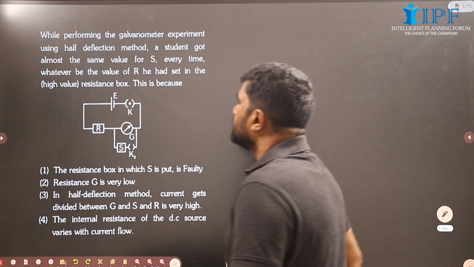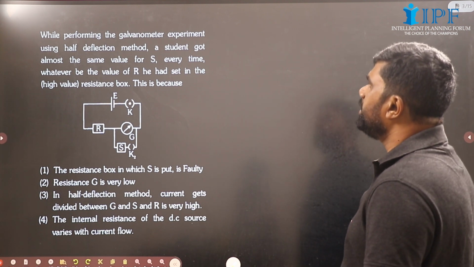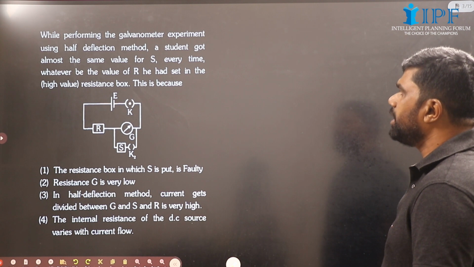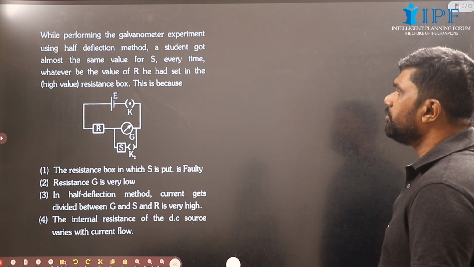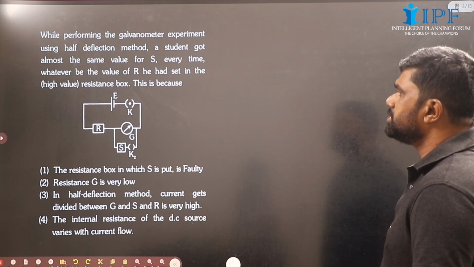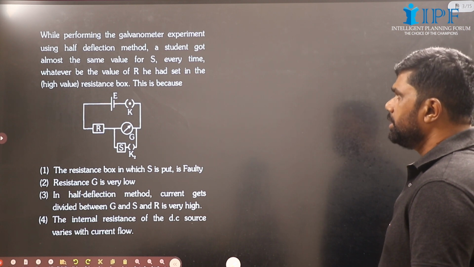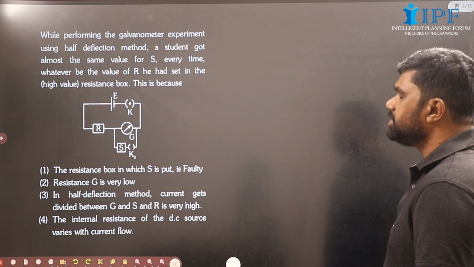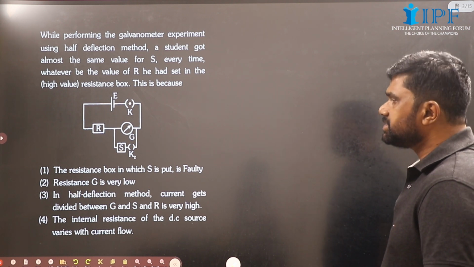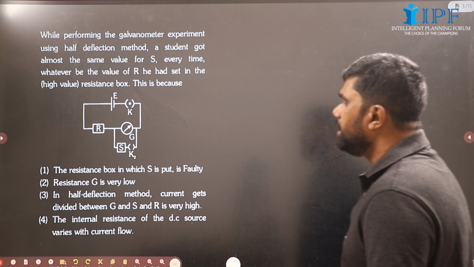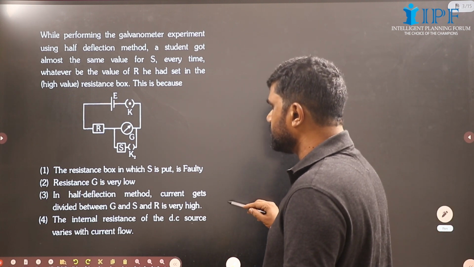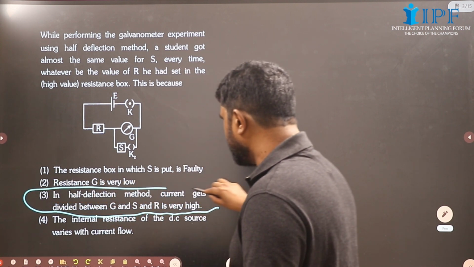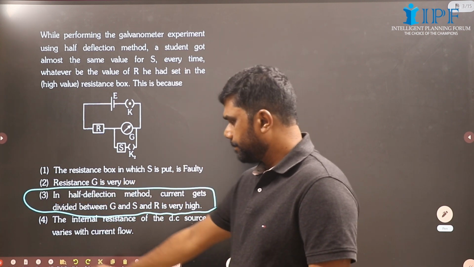Okay. Next, while performing the galvanometer experiment using half deflection method, a student got almost the same value for S every time, whatever be the value of capital R he had set in the resistance box. This is because the resistance box in which S is put is faulty. Resistance G is very low. In half deflection method, current gets divided between G and S, and R is very high. That is the right option.